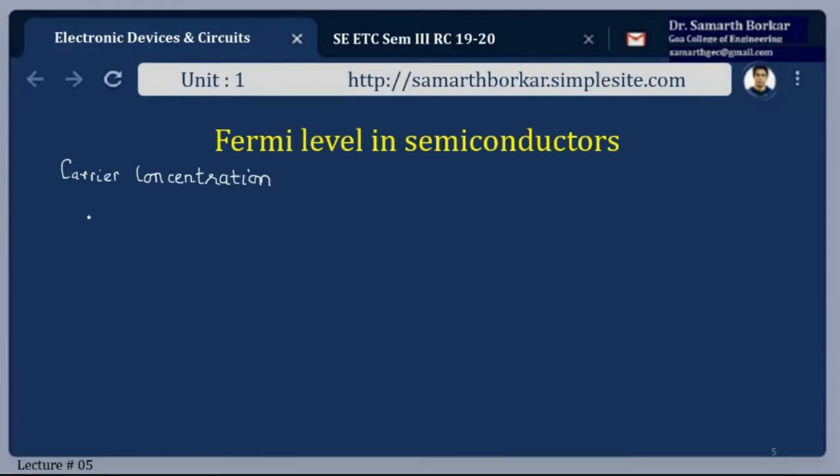Now, that amount, if I want to calculate for electrons, electrons is represented as n. So, the equation that we have derived in the last two lectures is like this: Nc into e raised to minus of (Ec minus Ef) by kT. Okay, this is the electron concentration.